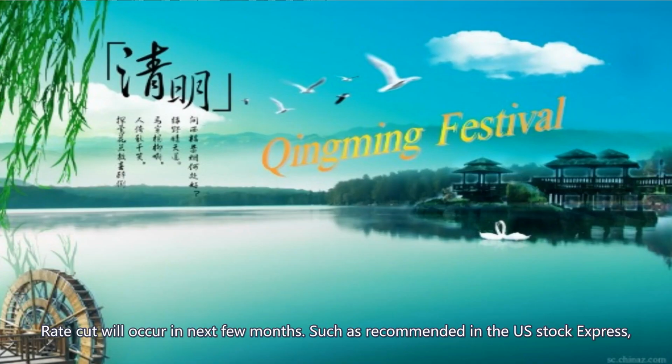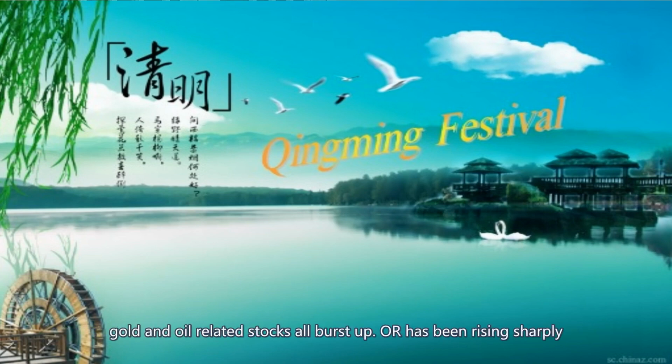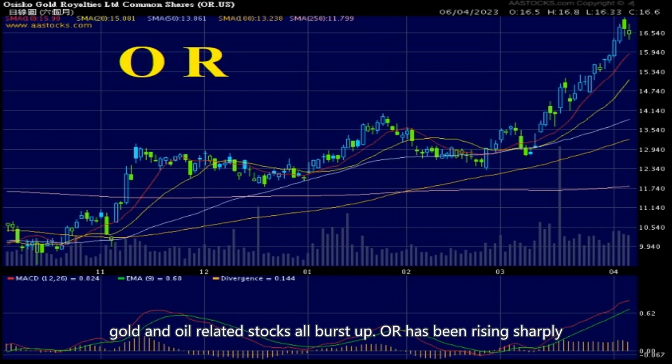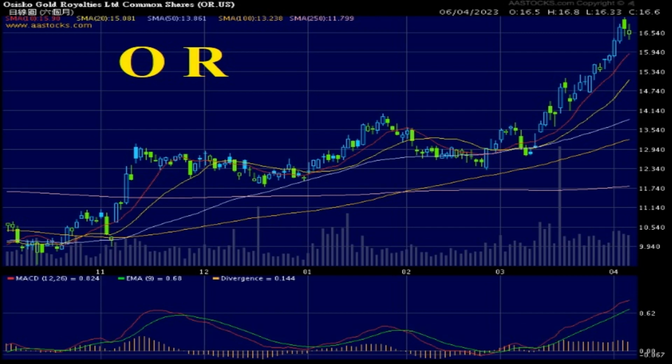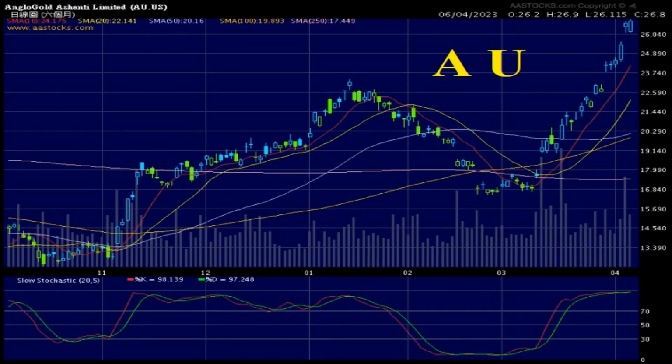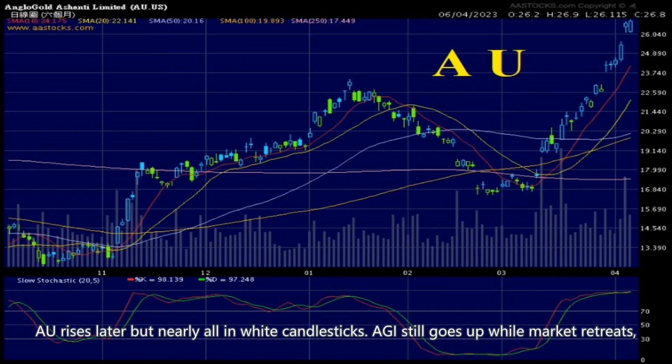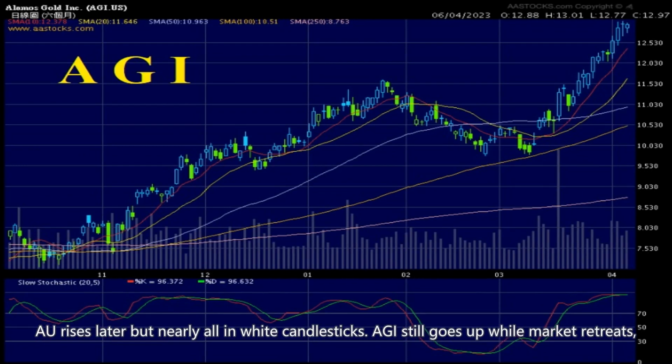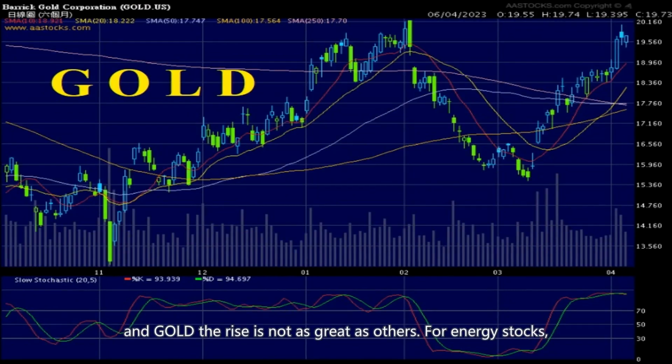Rate cuts will occur in the next few months, as recommended in the US Stock Express. Gold and oil related stocks all burst up. OR has been rising sharply since the awakening of hibernation. MUX even started rising last month. Before that, AU rose later, but nearly all in white candlesticks. AGI still goes up while the market retreats. And GLLD, the rise is not as quick as others.